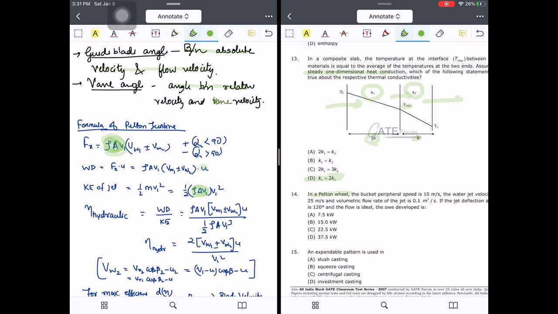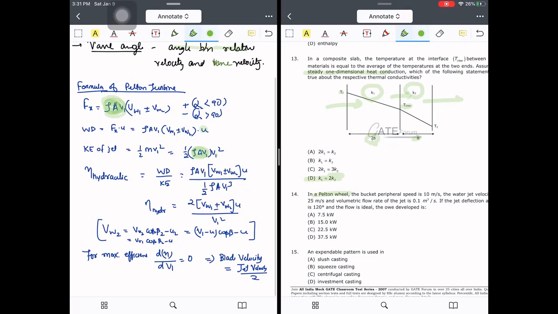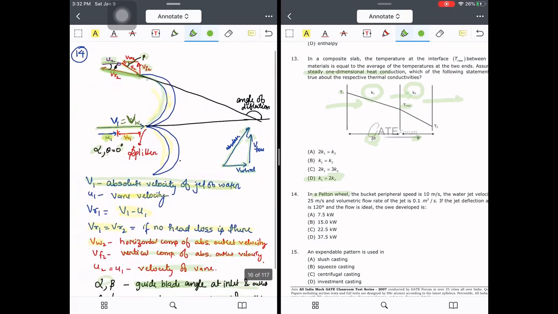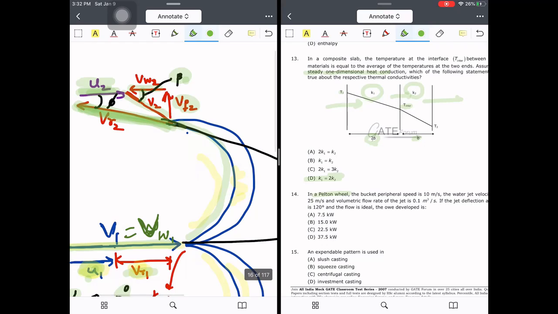Now hydraulic efficiency is work done divided by kinetic energy. What is the work done? This is the work done: rho a v1 into vw1 plus or minus vw2 into u, divided by half rho a v1 cube. So from here you get the answer, this is the hydraulic efficiency. No need to remember it, just understand the concept and apply it based on the question that they have asked. So you don't need to remember each and everything.